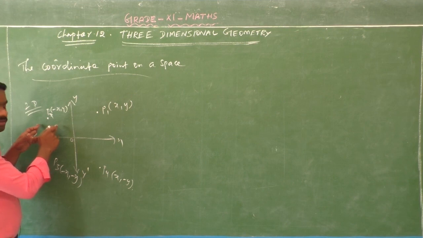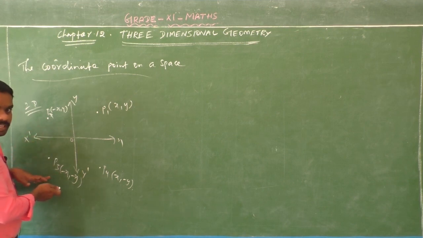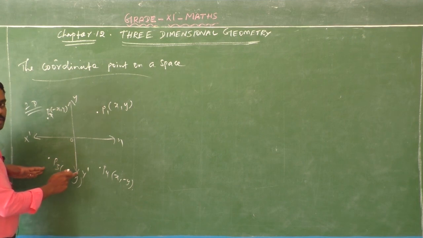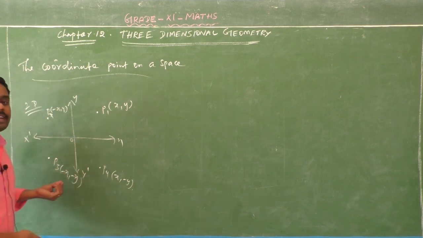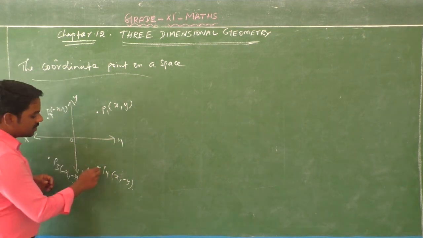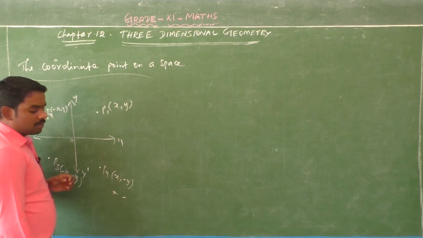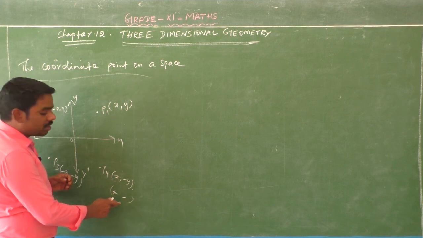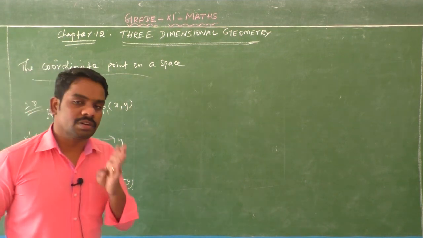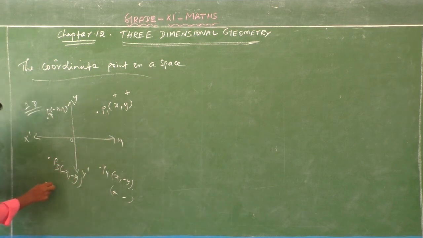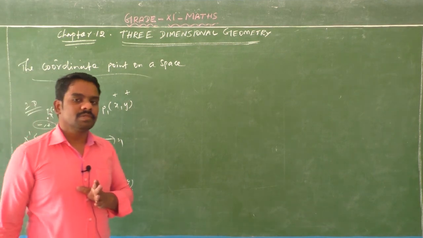Suppose both the x and y coordinates are negative: this point lies in the third quadrant. Here OX dash and OY dash are both negative, so minus x, minus y, point P3, lies in the third quadrant. Let us consider a point P4: the x coordinate is positive and the y coordinate is negative, so P4 lies in the fourth quadrant. So plus plus is the first quadrant, minus plus is the second, minus minus is the third, plus minus is the fourth. Okay, clear.